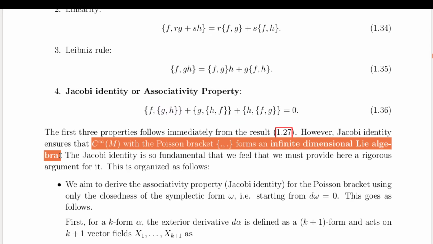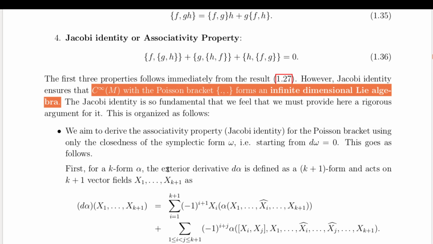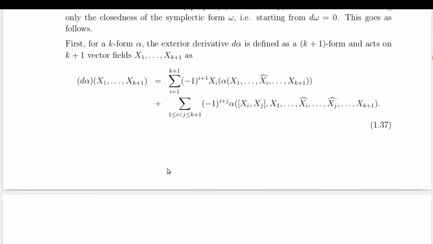The Jacobi identity plays a vital role in connecting classical mechanics to quantum mechanics, where it becomes the foundation for the commutator in quantum theory. The Lie algebra of symmetries and quantum observables.